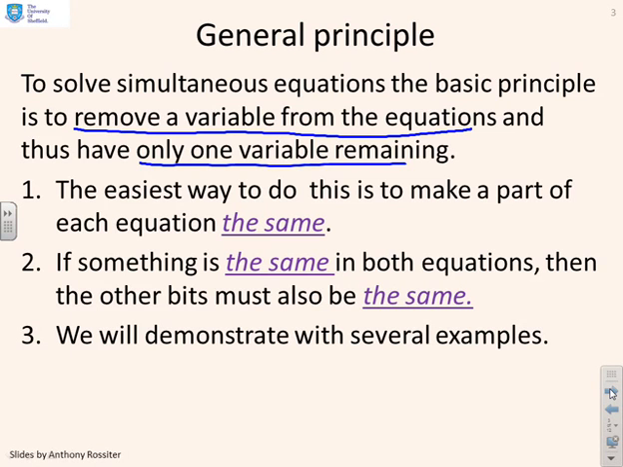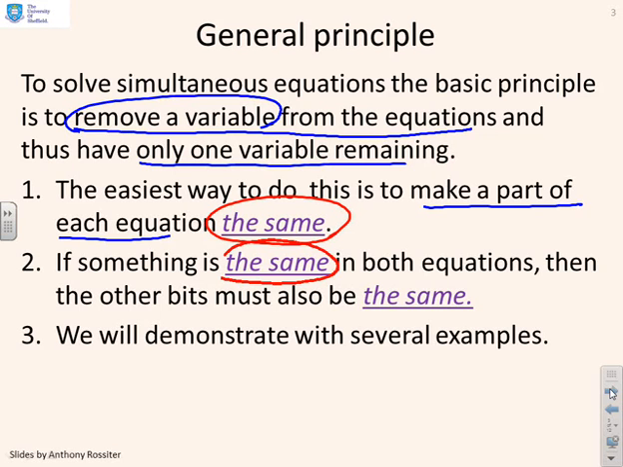Now, how do we go about removing a variable? The easiest thing to do is to make part of each equation, and here's the key point, the same. Because if you can make part of each equation the same, then that tells you that those bits are the same, and it also tells you that what's left is the same. So if something is the same in both equations, the other bits must also be the same, even if at first appearance they look different. Now we're going to demonstrate this with several examples, after which we hope it will be clear.